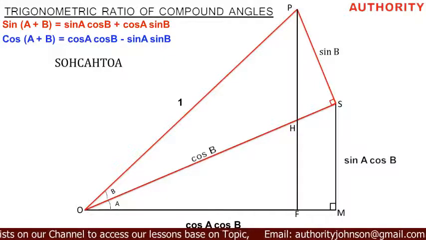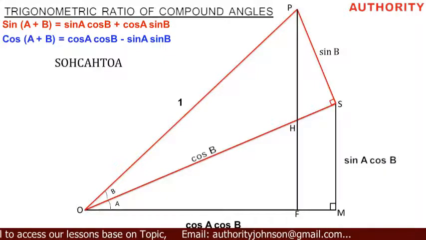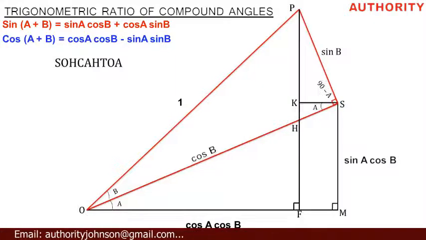Let's also draw a line from S perpendicular to PF. Draw a line from S perpendicular to PF. That is, let it bisect PF. So we're going to call it point K.